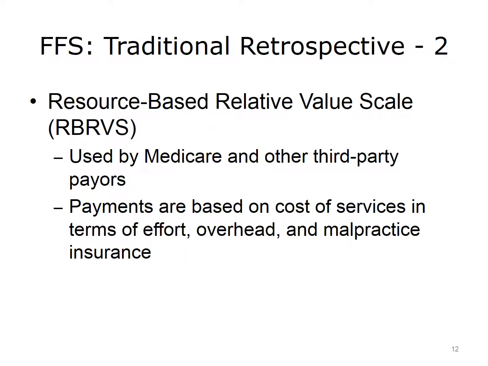Another type of retrospective fee-for-service payment is the Resource-Based Relative Value Scale, or RBRVS, used by Medicare and other third-party payers. Payments are based on the cost of services in terms of effort, overhead, and malpractice insurance.